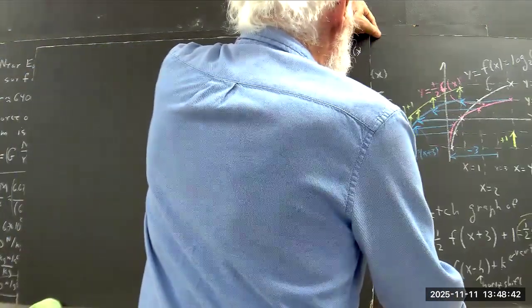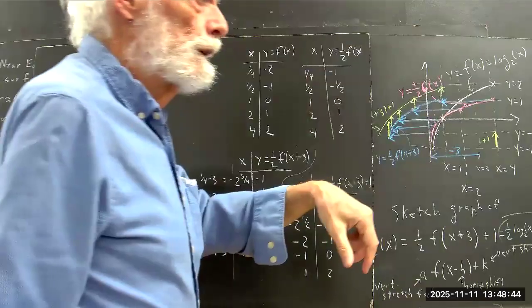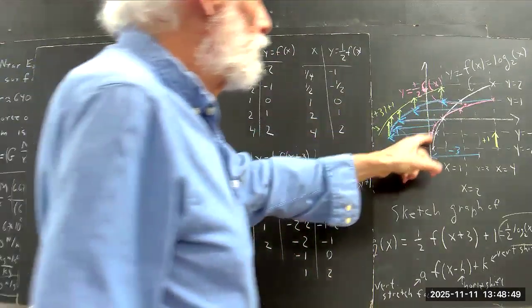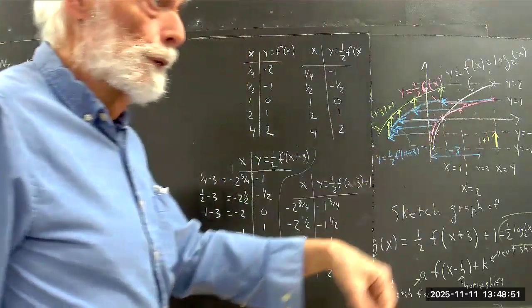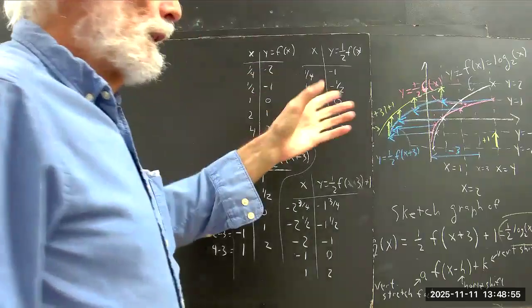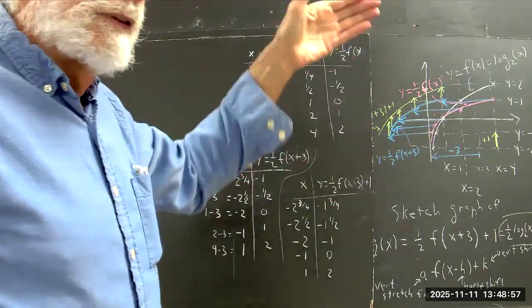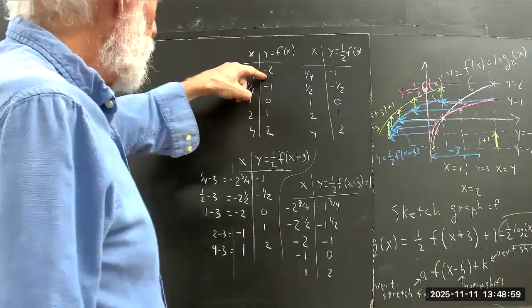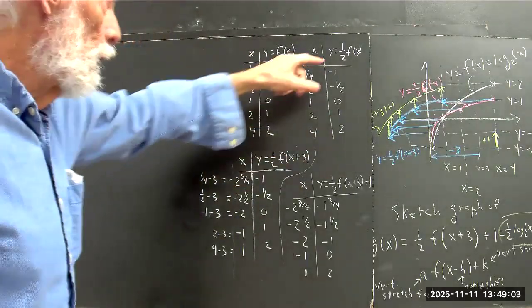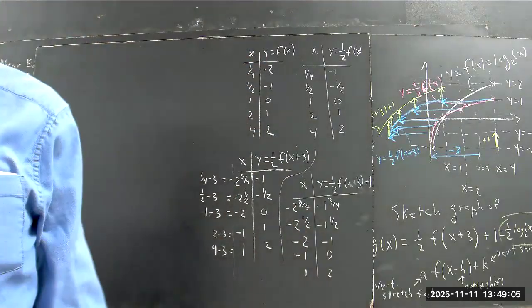Move this over a little bit so you can see the graphs. Okay. This is a table for the red graph. How do we get the table for the red graph? We use the same x values, meaning we're looking at points directly above and below these points, and every y value is going to be half. We can check all these y values are half of these y values.